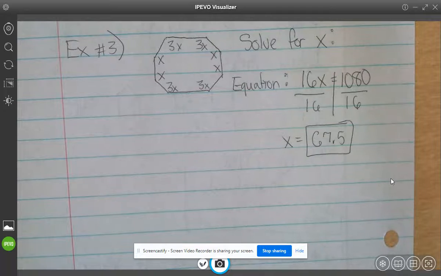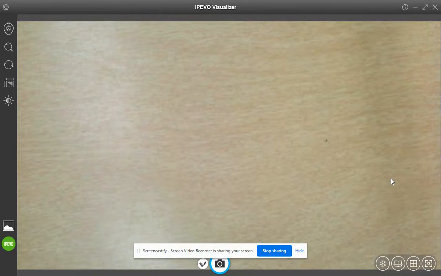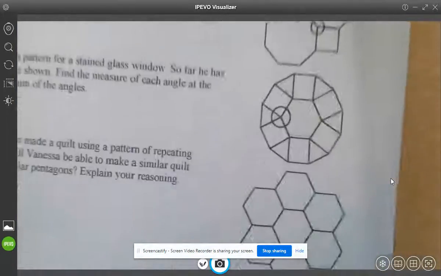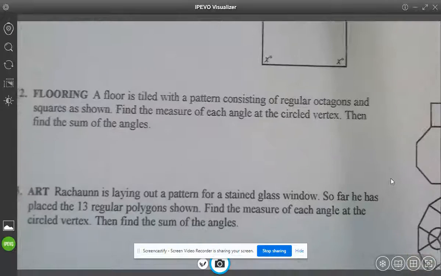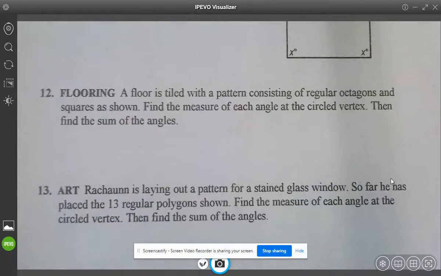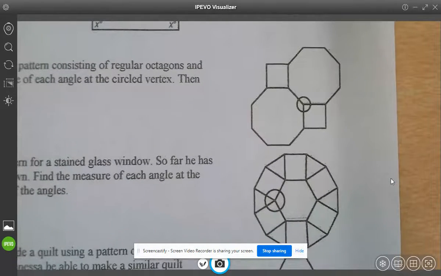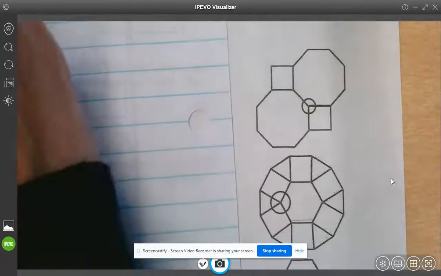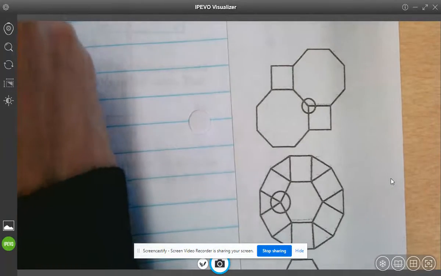Okay, there is one more that I want to show you that is on the worksheet. See if I can get it here. Number 12, it will be 14 and 15 on your worksheet. So number 14.